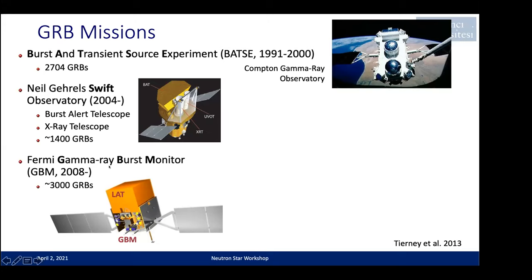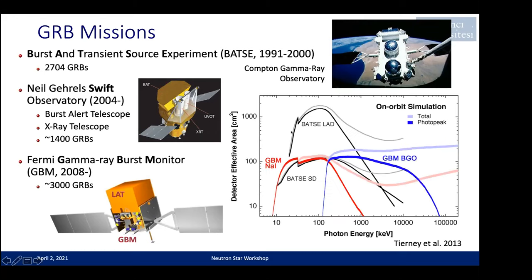And then Fermi Gamma Ray Burst Monitor, GBM, has observed about 3,000 GRBs. So we have observed a lot of GRBs, so we have a lot of data to work with. But also the short GRBs are not that many compared to the long GRBs. Okay? And all these are sensitive to this 100 keV to 1 MeV energy range.